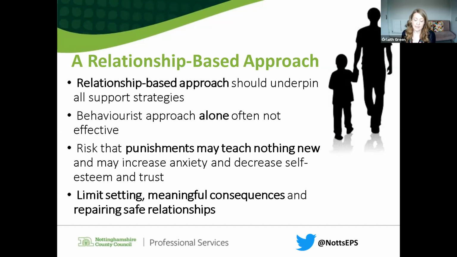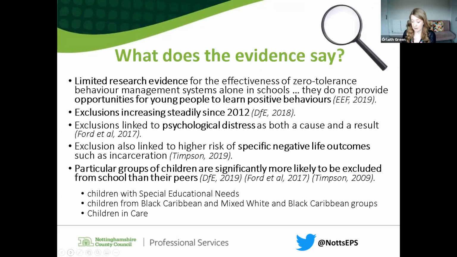And also, and this I guess is particularly relevant for those of us who work in support services, particular groups of children are significantly more likely to be excluded from school. So those groups include children with special educational needs, children from Black Caribbean and mixed white and Black Caribbean groups, and significantly for today's conference, children in care. So we know that we need to listen to this research and to these guidance reports, particularly in our work for children in care. And we need to find out, what does the research tell us about things that we can do differently, or things that we already do well that we need to do more of in our schools.